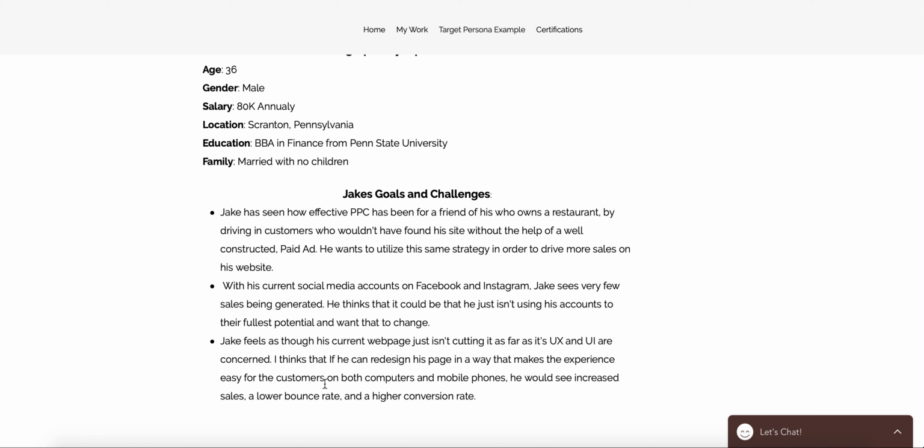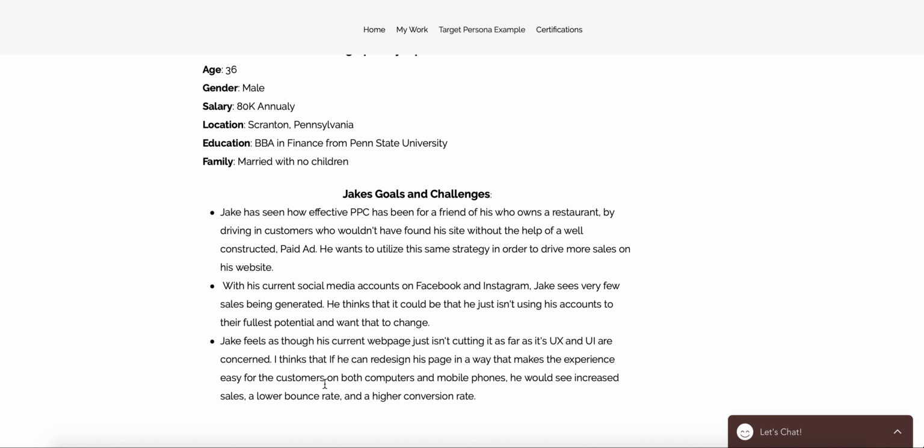But so Jake has this problem. He has a way to measure how successful this revamp is. He'd like to see increased sales, a lower bounce rate, and a higher conversion rate. So if he employs me, we could definitely work on the increased sales. I think that actually goes in tandem with being able to have an optimized landing page.